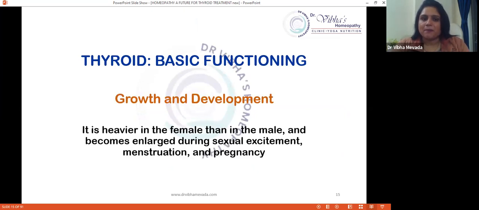So let's understand what the basic function of the thyroid is. As we see in the gestational period of an embryo, where the role of the thyroid gland is represented, the basic function is growth and development. And the thyroid gland is heavier in females than in males. During certain periods, like during sexual excitement, during menstruation, and during pregnancy, it becomes enlarged.